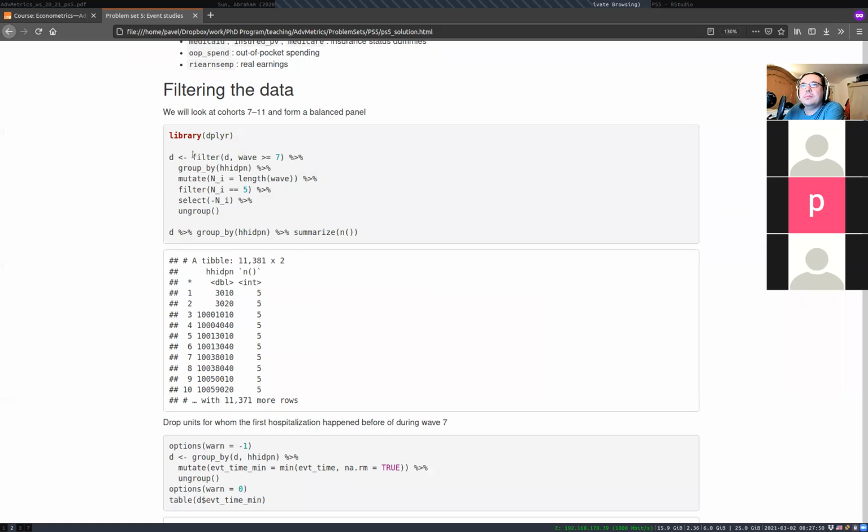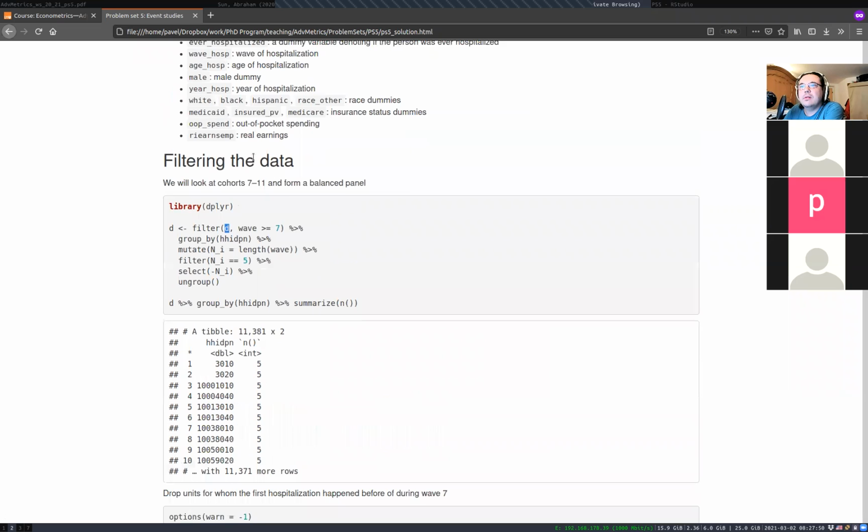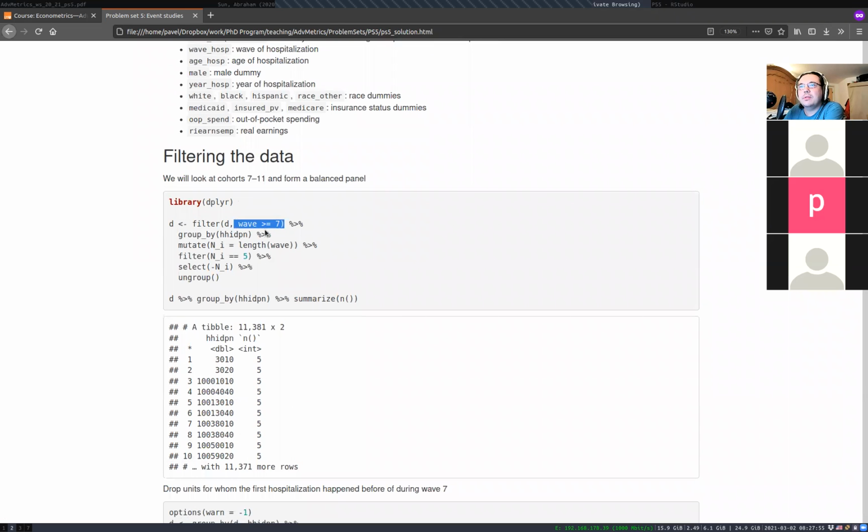And so first, there's a filter function. The first argument is our data set. And then the second argument is the condition by which to filter the observations. So it's a logical vector. And in our data set, we will only have those observations where wave is greater or equal to 7.